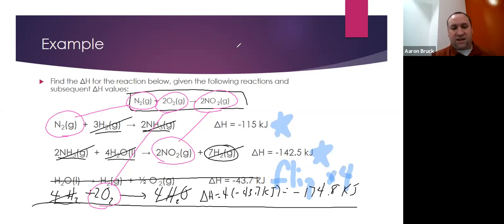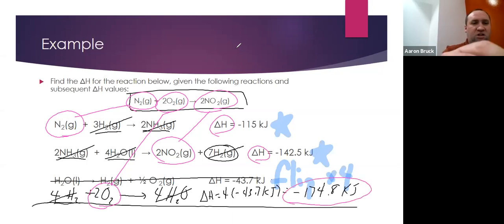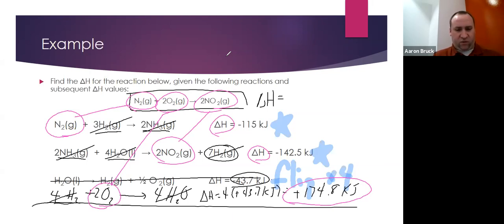Now all I need to do is add together the 3 delta H values to figure out the overall delta H. So the overall delta H value is negative 115 plus negative 142.5. Oh, and I made a mistake here. This value, we didn't flip the negative 43. This should have been positive from the start. So that's positive 174.8. So negative 115 plus negative 142.5 plus a positive 174.8. My calculator tells me it's negative 82.7 kilojoules.